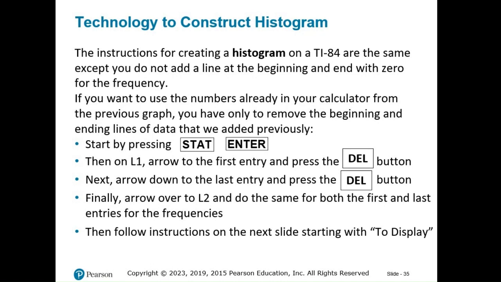You do that by pressing Stat, select Edit, and then Enter. Then arrow down to the first entry and press the Delete button. It's between the Mode button and the arrow keys. Then arrow down to the last entry and do the same thing. Press the Delete key once you have it highlighted. Then arrow over to L2's first and last entries and press Delete for each of those, and you should see it move up so that it is lined up the same with L1.